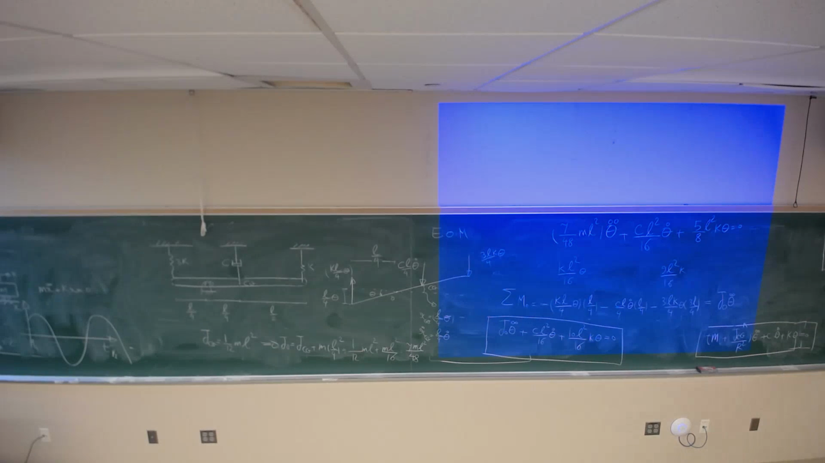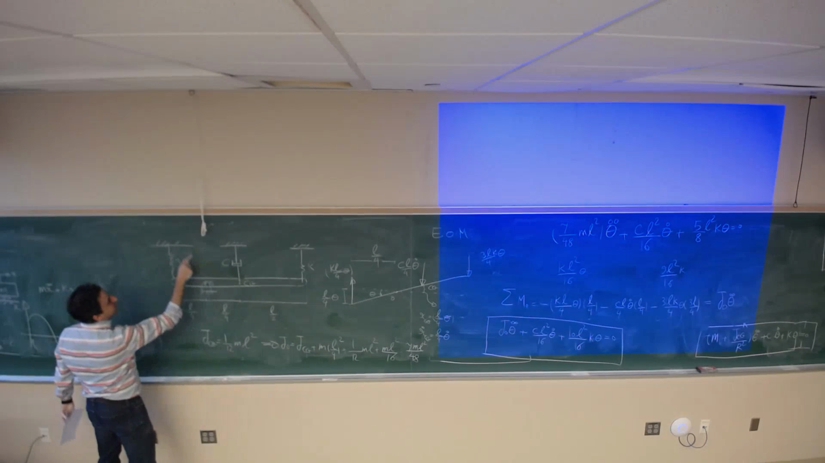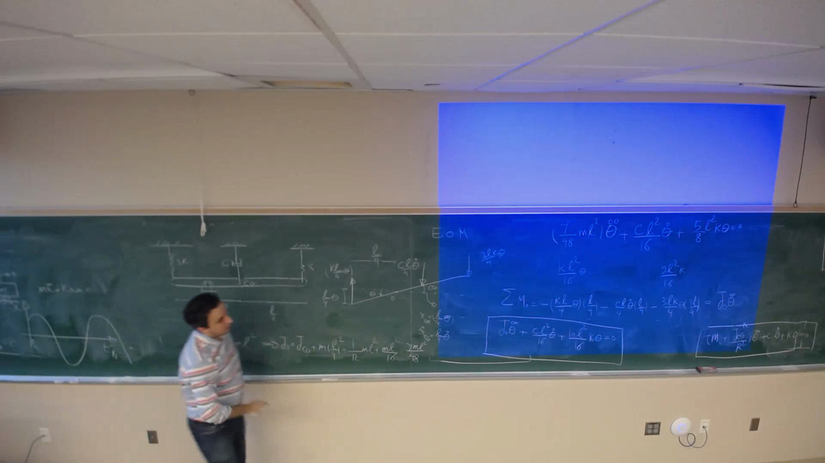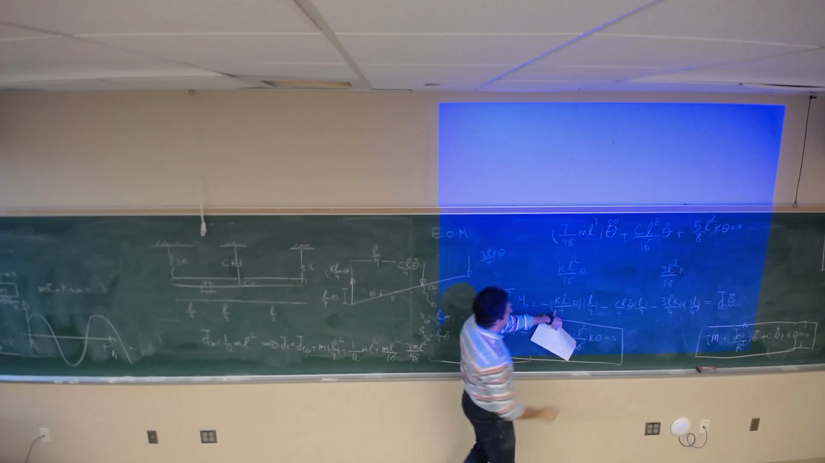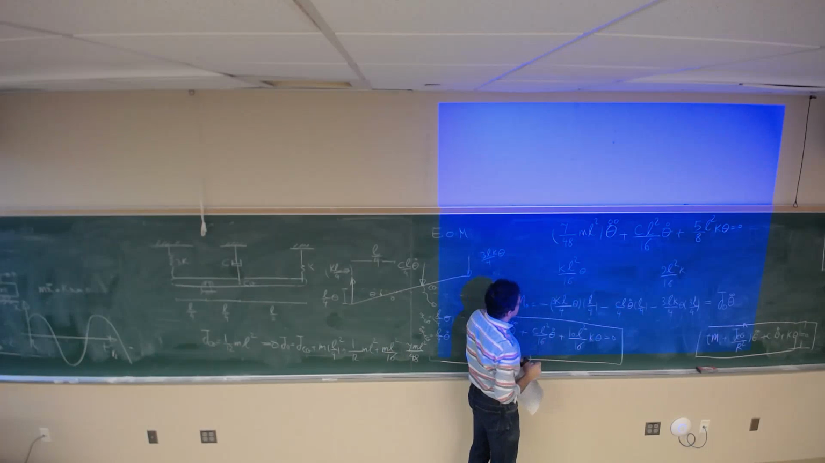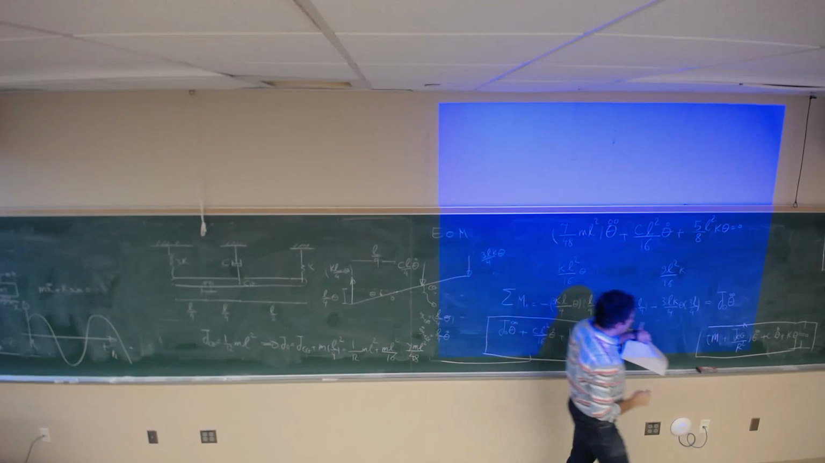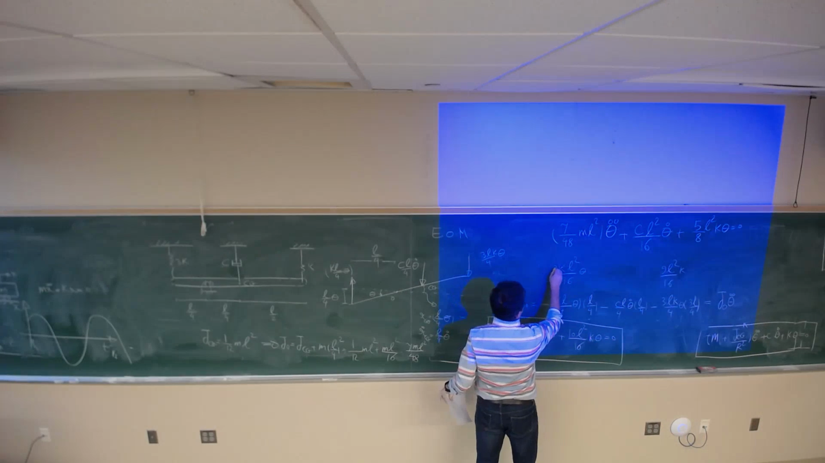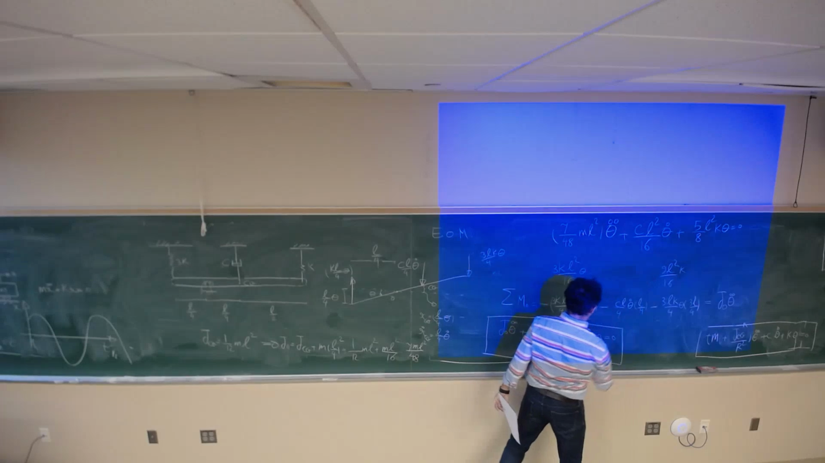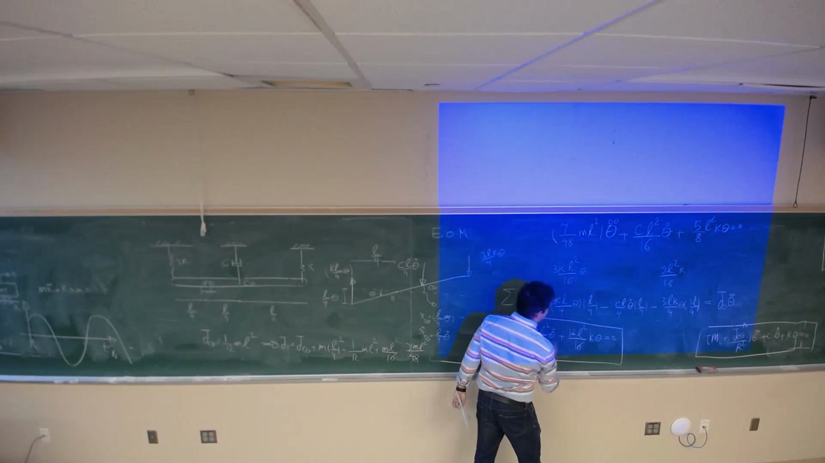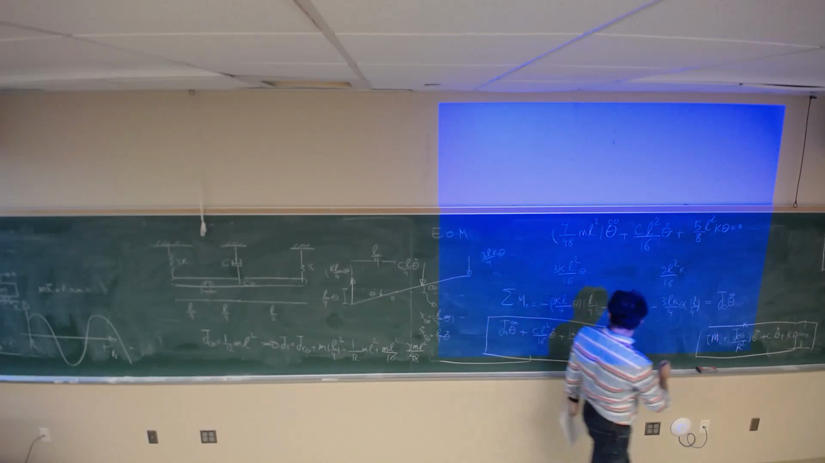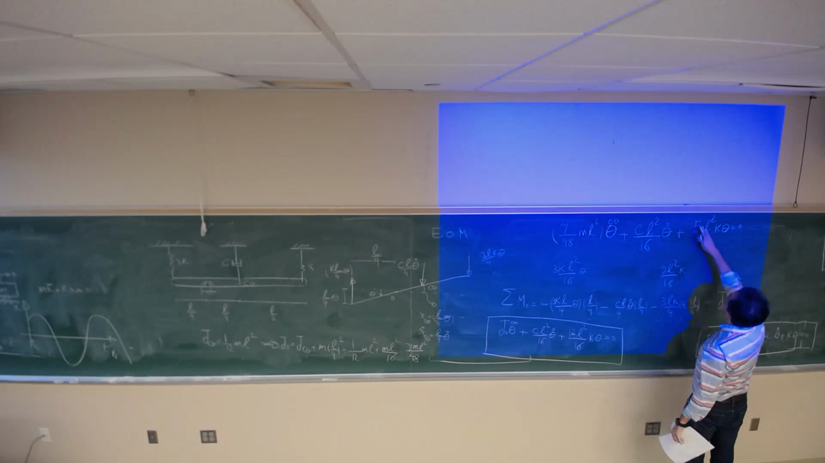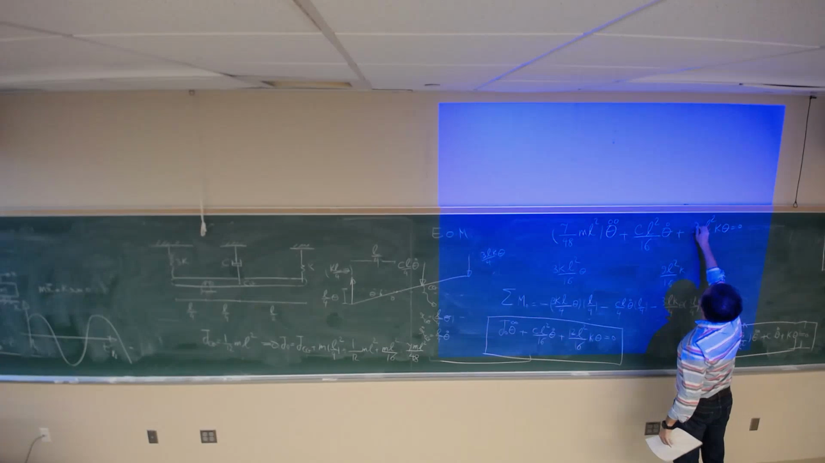Oh, I missed something here. This stiffness was 3K. Here, the 3 should be here. When I add it here, it's going to be 3. 3 plus 9 is going to be 12. 12 divided by 16, 3 over 4.